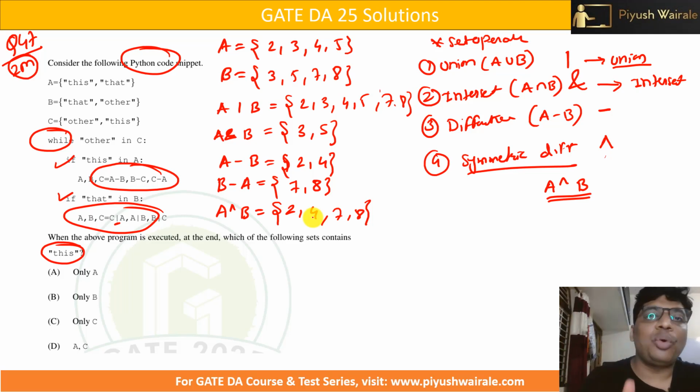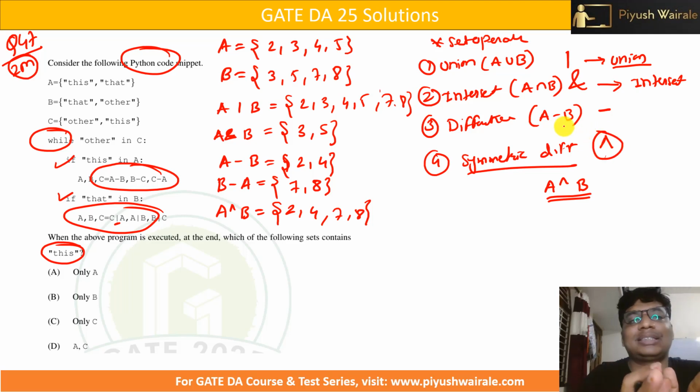We are simply removing the common elements of both sets. That's it. So keep an eye on this symmetric difference, it is different from the set difference. We use this particular symbol for symmetric difference. I hope you understand this example. If you want a detailed video on set operations, you can check out my course, where I have explained that in detail.